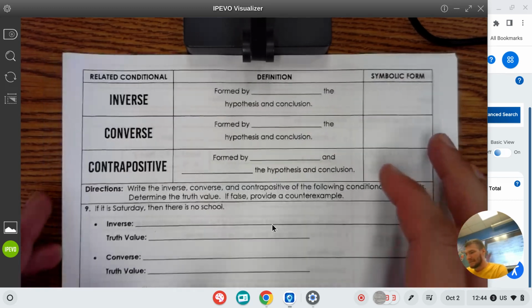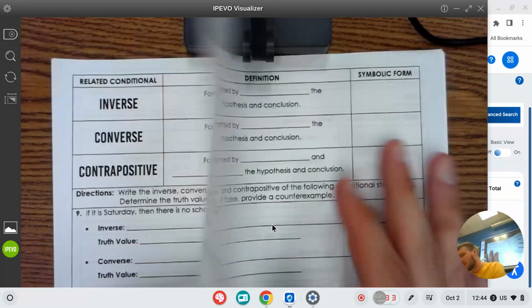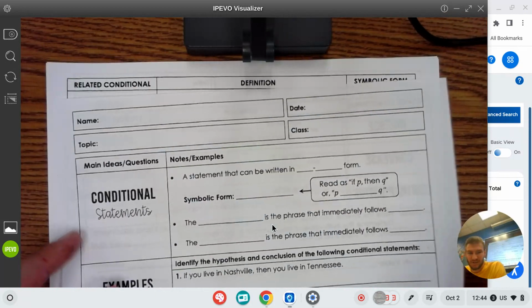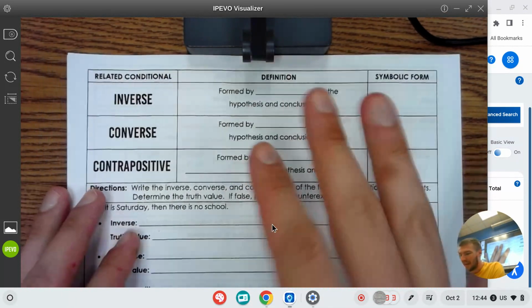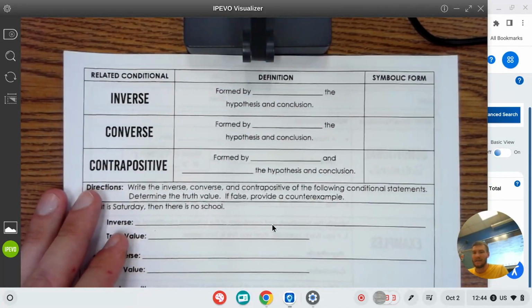All right, welcome back. Let's get started on more conditional statements. And we're going to start talking about inverse, converse, contrapositive.